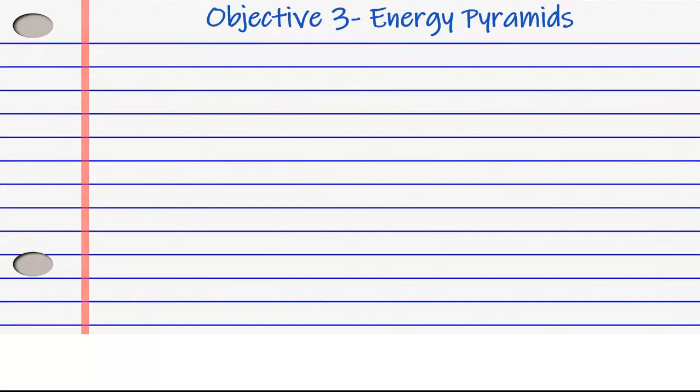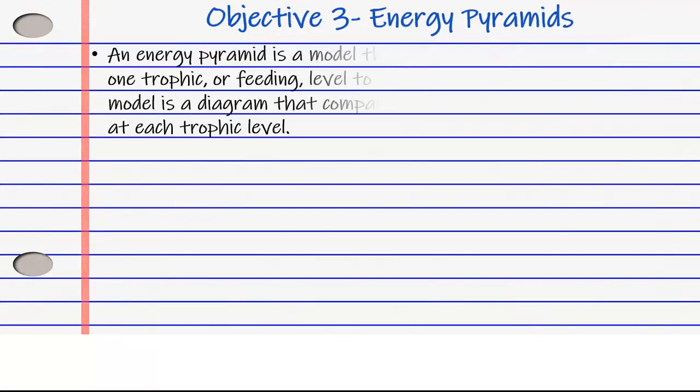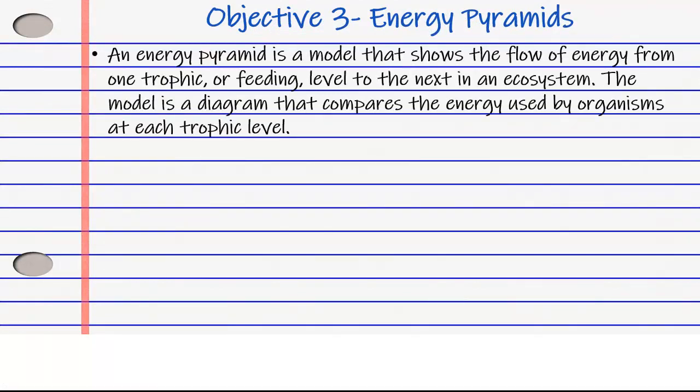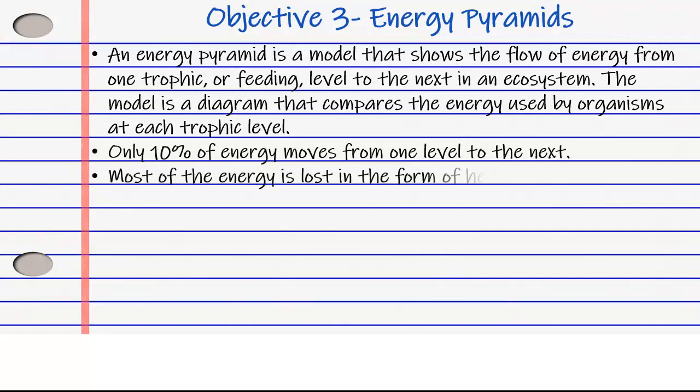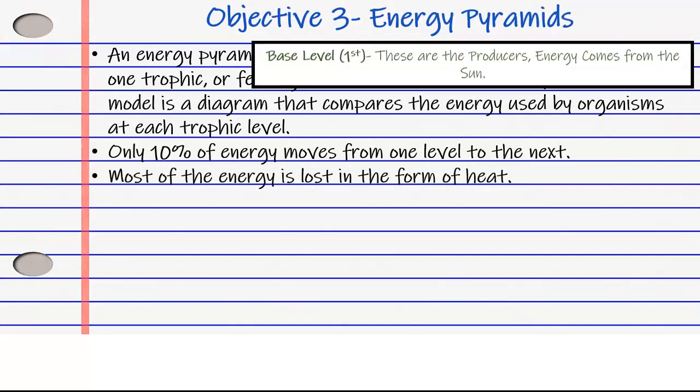Our next objective is energy pyramids. An energy pyramid is a model that shows the flow of energy from one trophic or feeding level to the next in an ecosystem. The model is a diagram that compares the energy used by organisms at each trophic level. Some of the things we need to keep in mind is that only 10% of the energy moves from one level to the next, and most of that energy is lost in the form of heat.